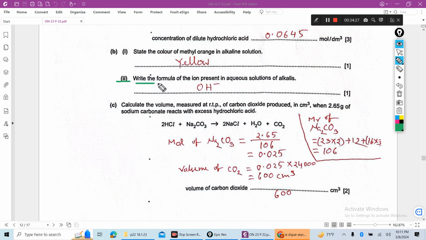Two, write the formula of the ion present in aqueous solution of alkali. Alkali: hydroxide ion, OH minus, is produced in an alkali.